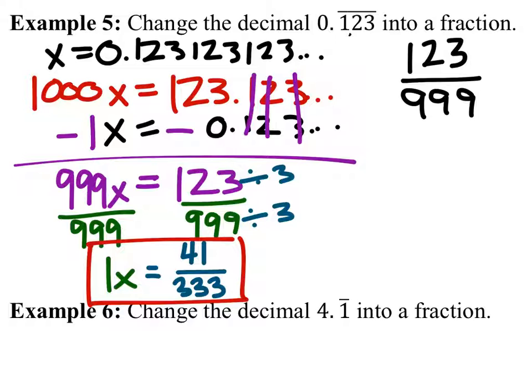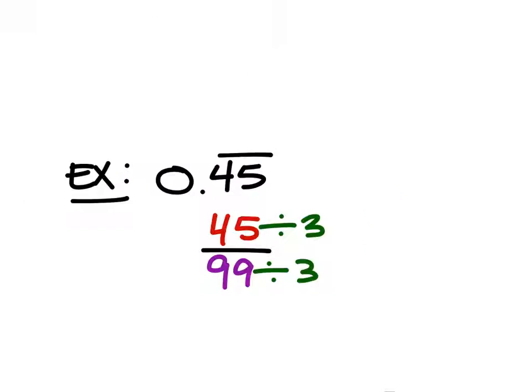And then, like we saw down here, this is just skipping this step right here, and this step, I guess. But you still need to simplify this down, 41/333. So we'll divide both these by 9, and we get 5/11.